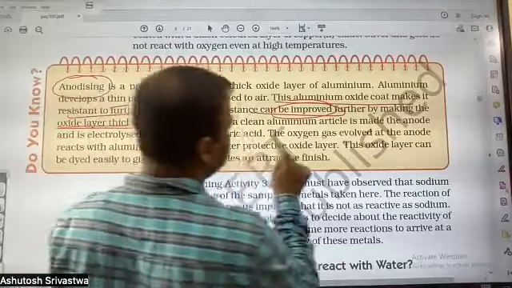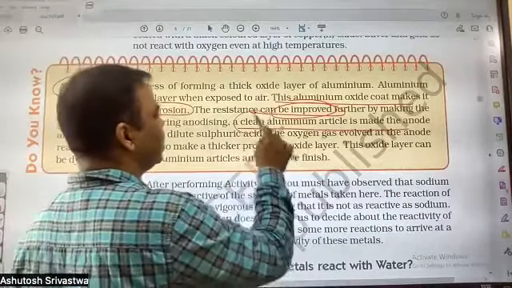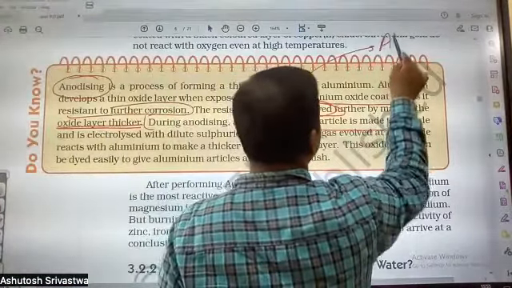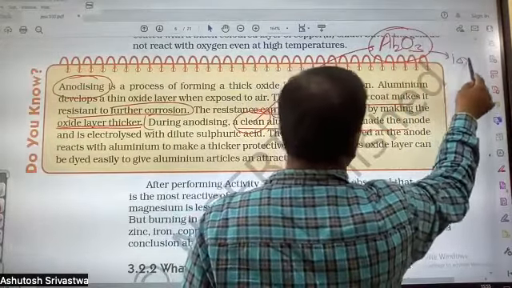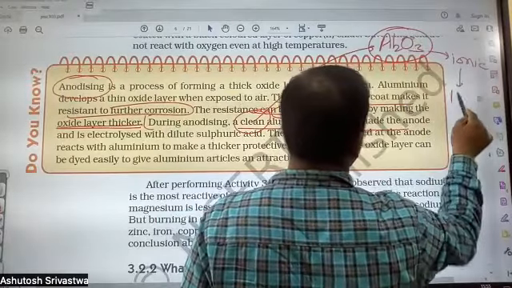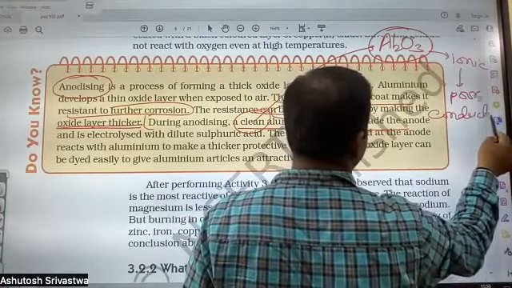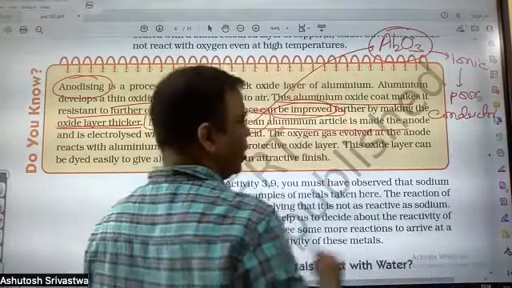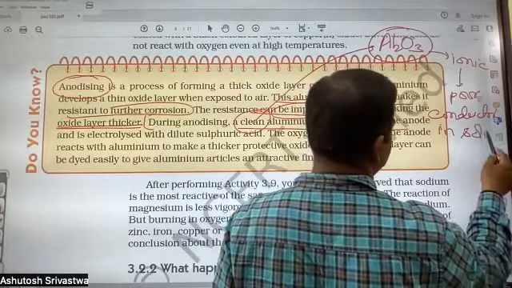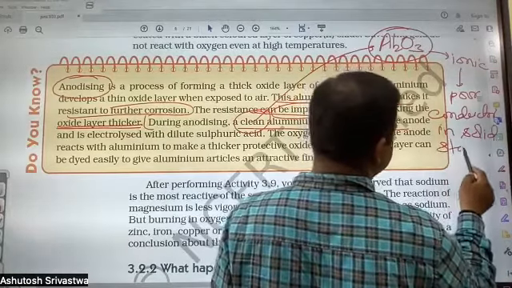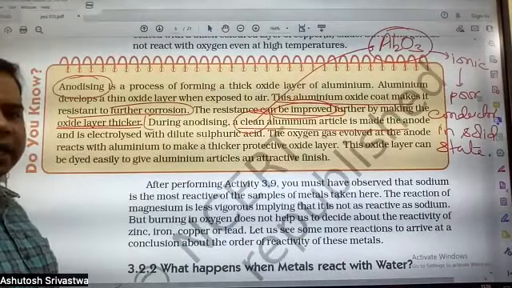During anodizing, a clean aluminum article is made. Why a clean aluminum article? Why is the word clean there? Because if Al2O3 is coated over it, then Al2O3 is an ionic compound, and ionic compounds are poor conductors when in solid state. That is why it's important that we first clean the surface and then we can use it as an electrode.